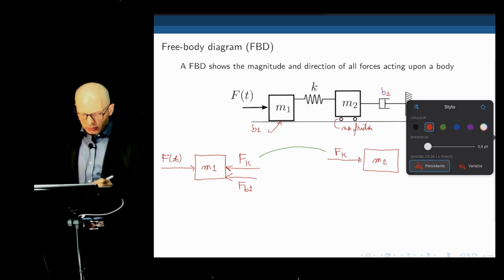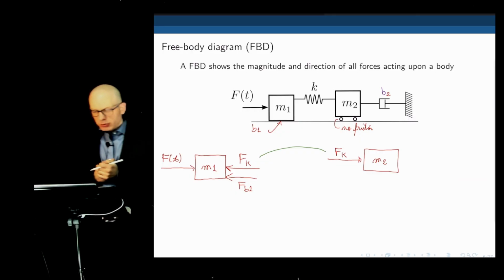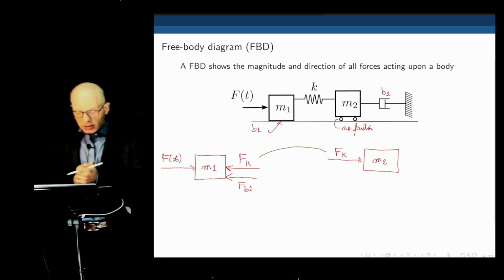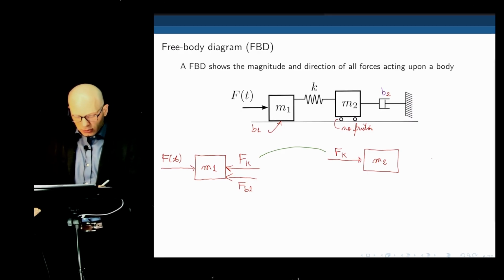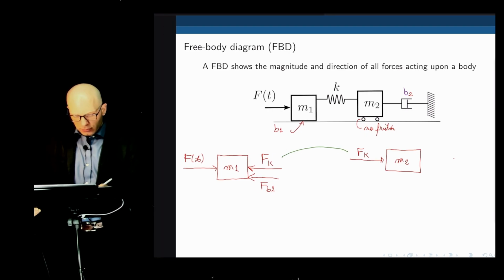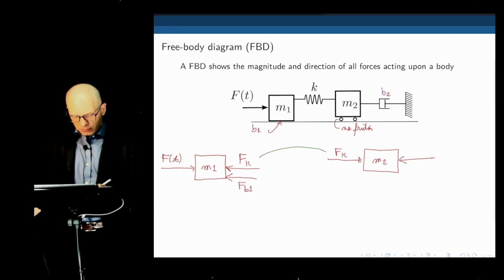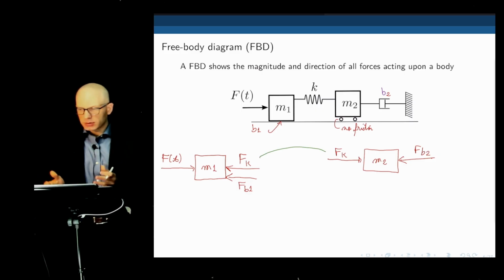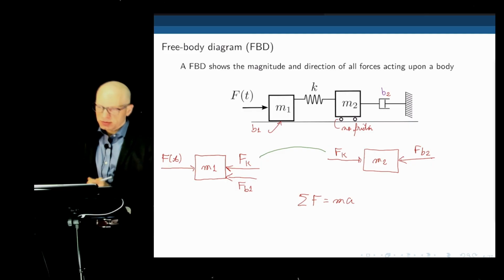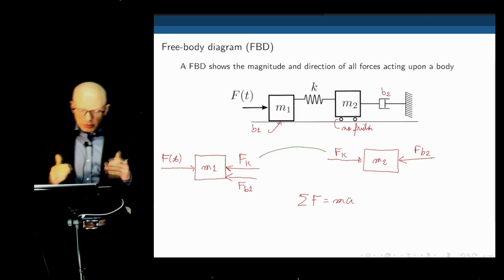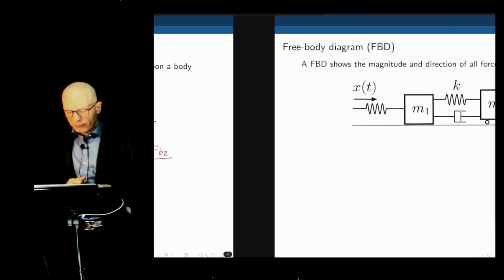What else is happening here? Well, the other force acting here is the force due to the viscous friction coefficient B2, and it's also opposing motion. And that is going to be F of B2. Okay, so these are all the elements acting on these masses. Then you can do the sum of forces equals mass times acceleration, or second derivative of displacement, and create equations of motion. But we'll do that in the next step. Let's just do one more free body diagram here.